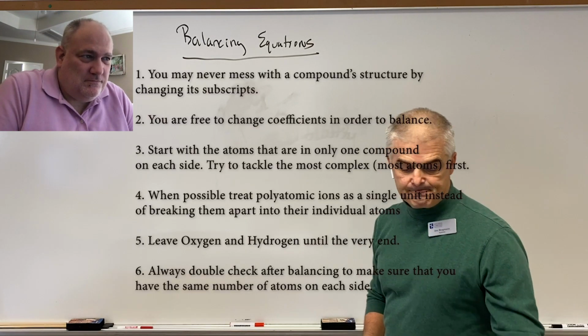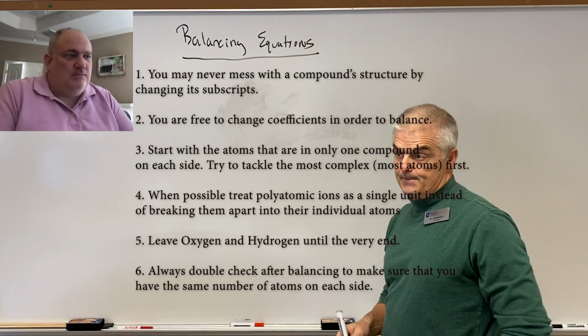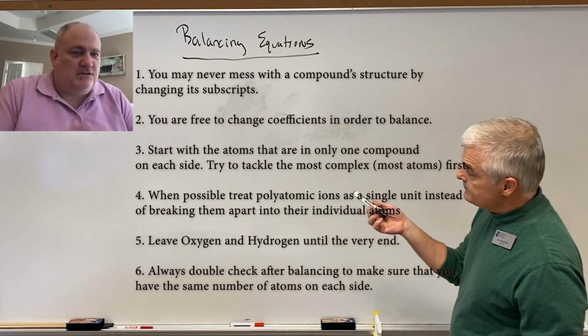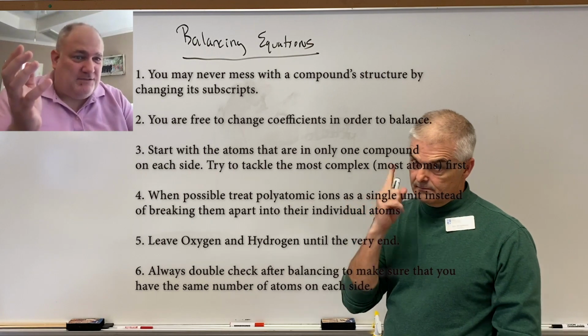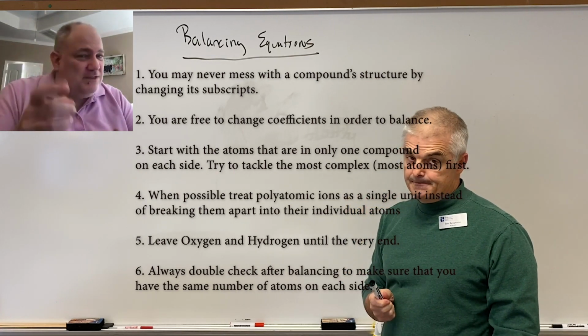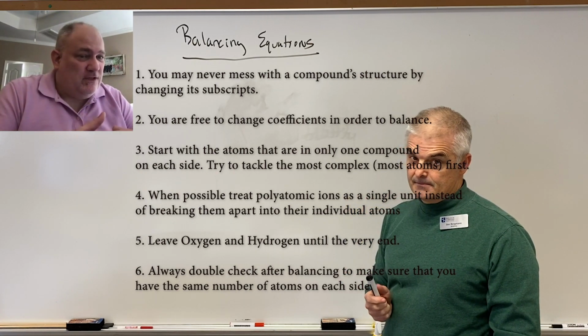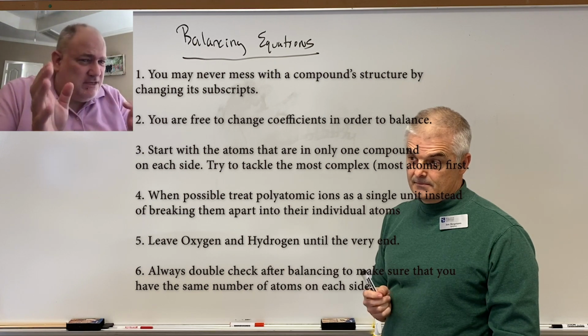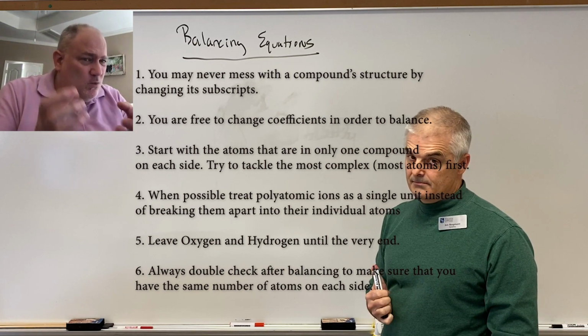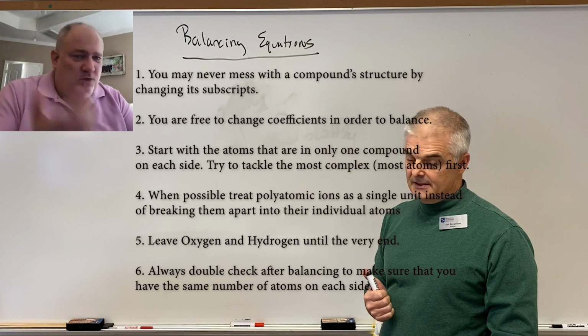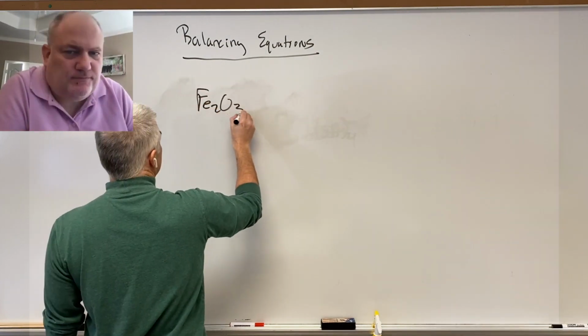What are the other rules? Well, if you take a look here, we typically want to start with things that only appear once on each side, because that allows us to balance them off pretty easily. Good. The other thing that's kind of tricky and really, really helpful is that instead of breaking apart each polyatomic ion into individual atoms, we can treat them as whole units. So why don't we try an example here?